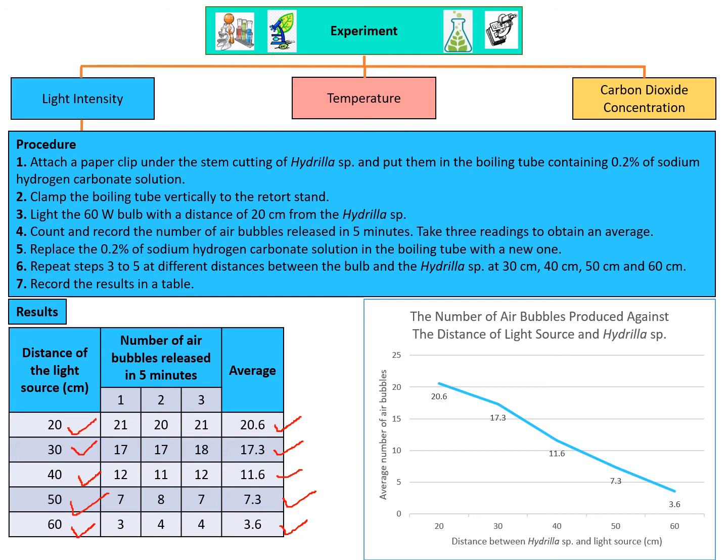you can see the average number of bubbles decreases when the distance between the hydrilla and the light source is increased, because when the light intensity is low, the rate of photosynthesis decreases.